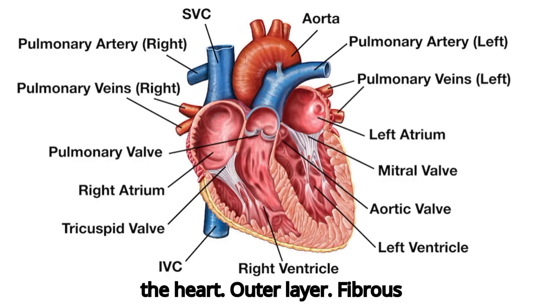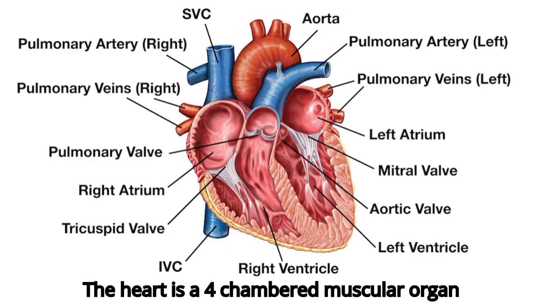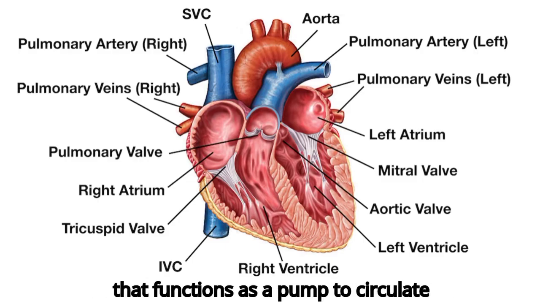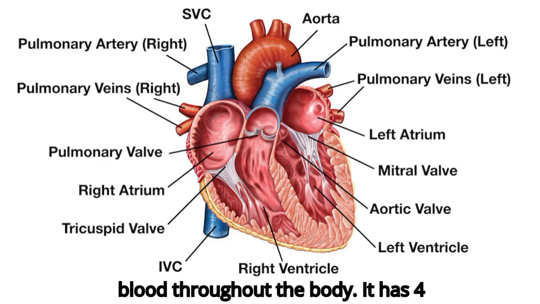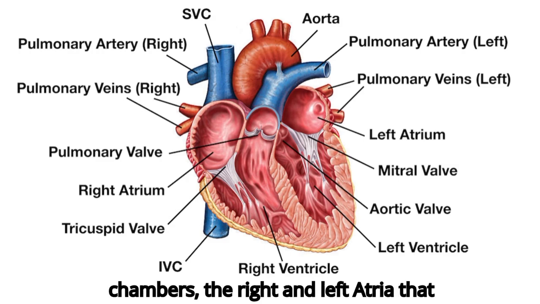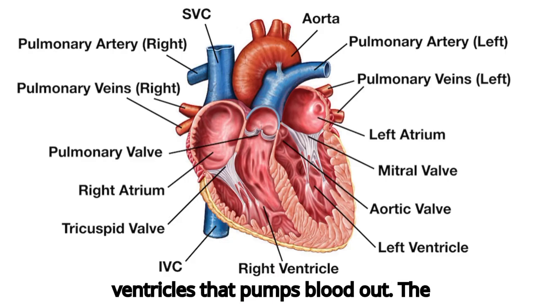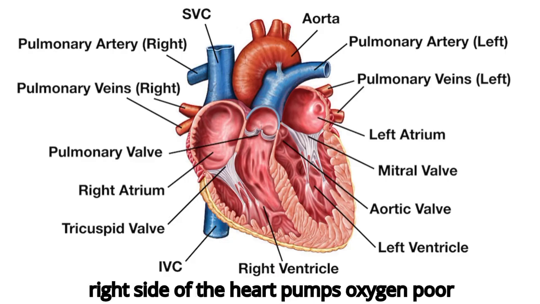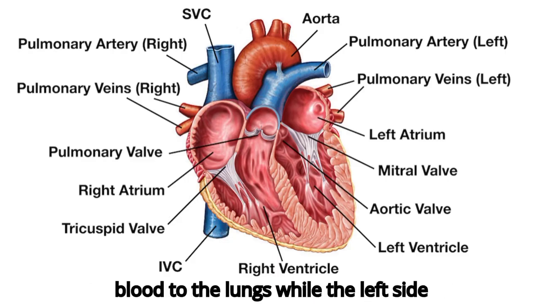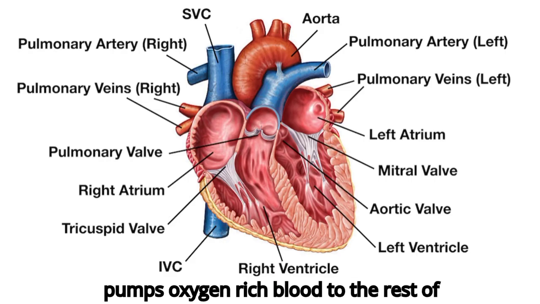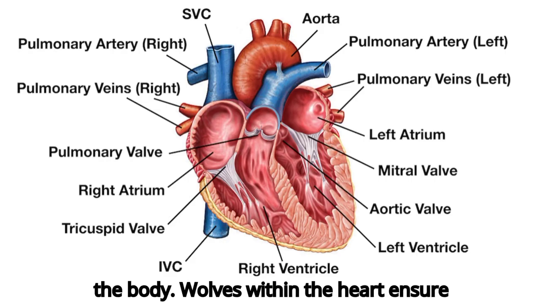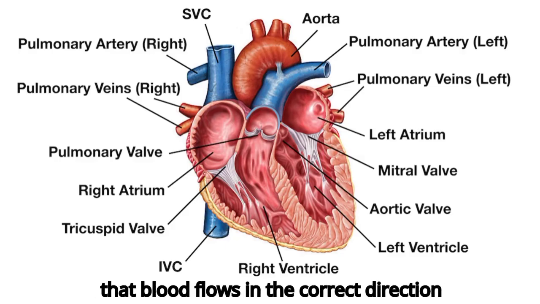Outer layer, fibrous pericardium. The heart is a four-chambered muscular organ that functions as a pump to circulate blood throughout the body. It has four chambers: the right and left atria that receive blood, and the right and left ventricles that pump blood out. The right side of the heart pumps oxygen-poor blood to the lungs, while the left side pumps oxygen-rich blood to the rest of the body. Valves within the heart ensure that blood flows in the correct direction.